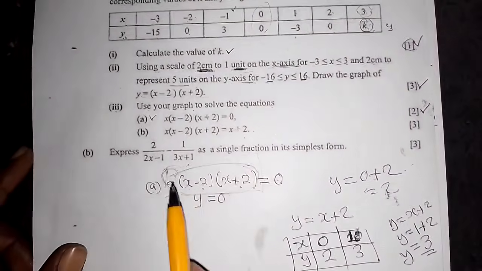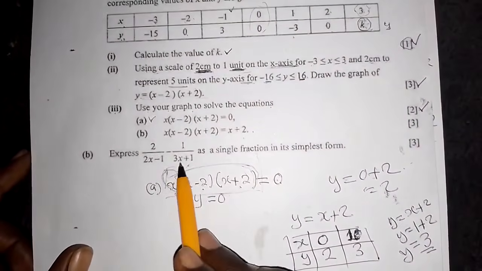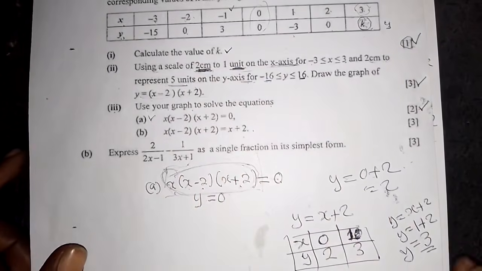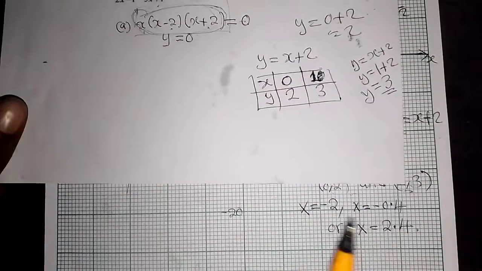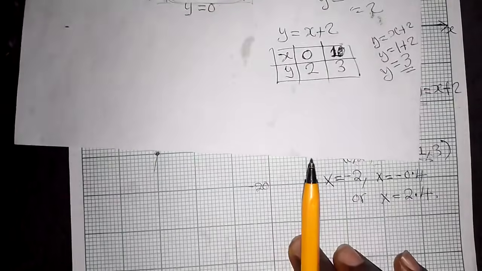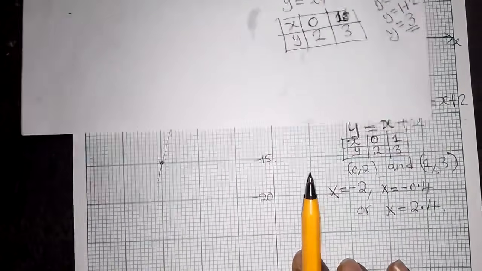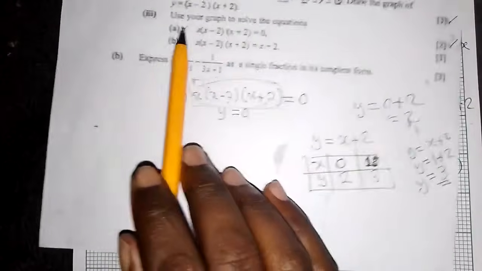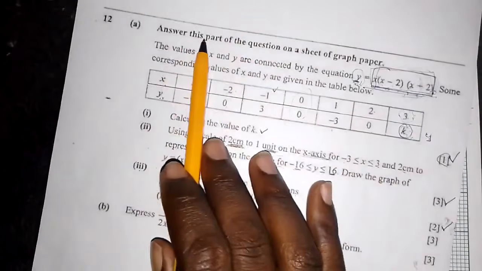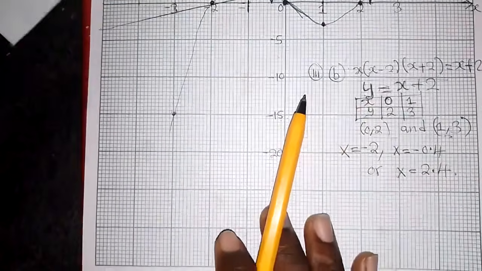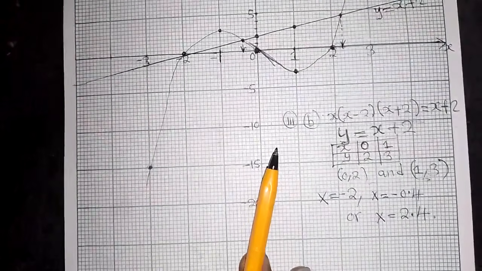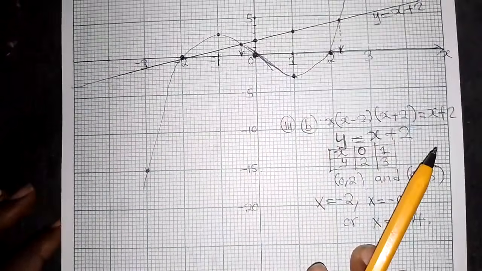This is the last one. Express this as a single fraction in its simplest form. So you are supposed to do this one on the graph also. This part A, they are saying you answer on a graph paper. But this one, even if you don't write it on a graph paper, it is fine. But the work we've done, you're supposed to put it on a graph.